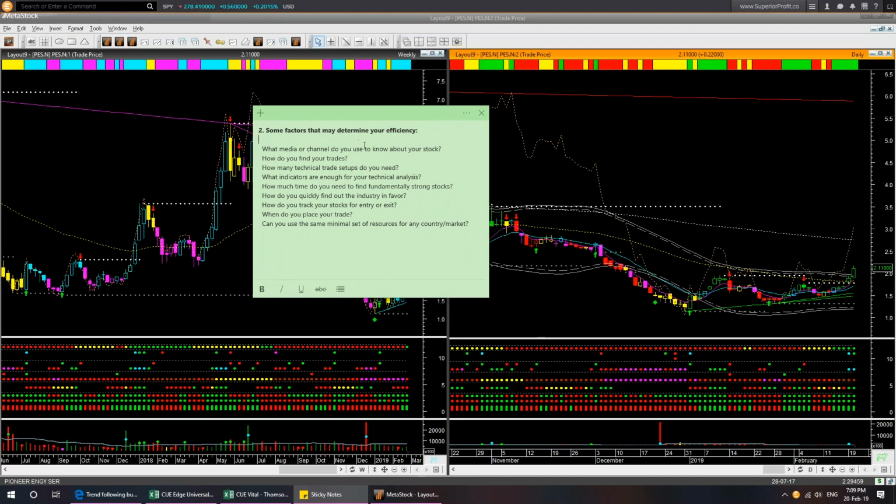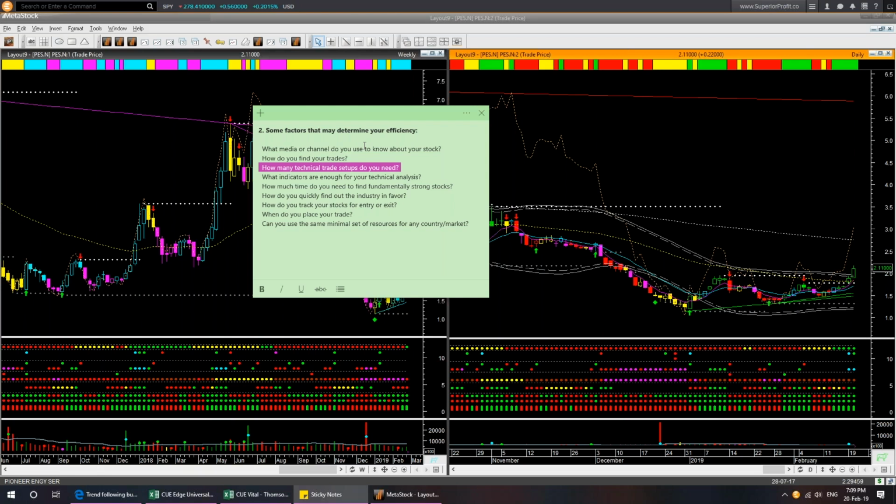I promised I will come back to this green post-it. What media or channel do you use? I use MetaStock Zenith, and that is all I use. I don't need to go to 10 different websites, and I use the Q Vital and Q Edge information. How do you find your trades? From the 10 scans that are specific to trades, and then I look for specific patterns. I can mix and match the patterns using MetaStock.